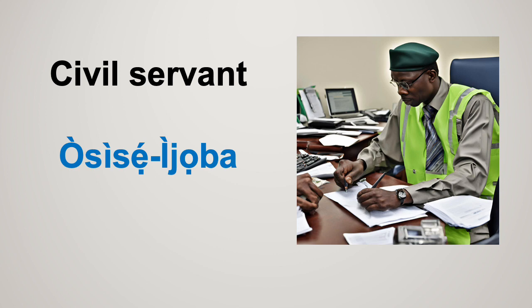Here, the term osise ijoba comprises two words, osise and ijoba. Osise here means worker, while ijoba is associated with government. Ijoba is the term used to describe government in Yoruba. So osise ijoba literally translates to government worker, that is civil servant.